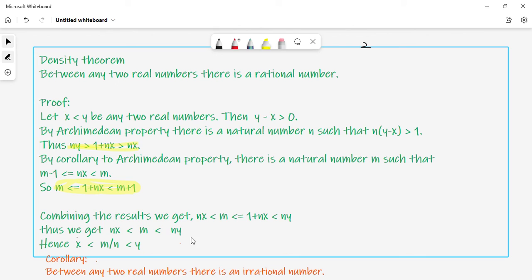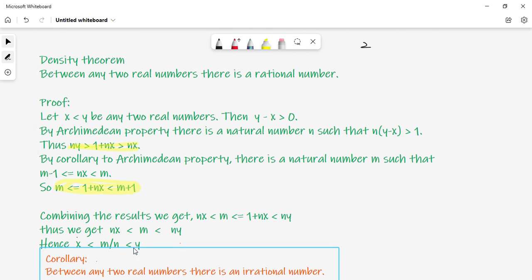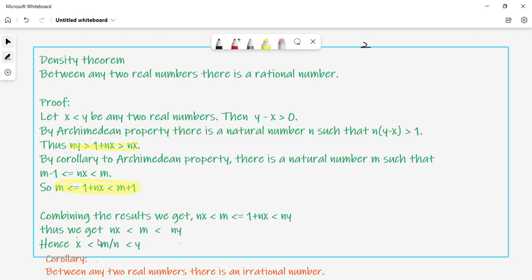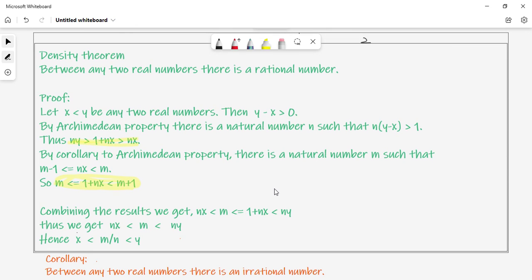And let us divide throughout by n. n is a positive natural number. We know it's positive, so the inequality remains the same. So what we are getting: x < m/n < y. And we know better, m upon n, a natural number upon a natural number, is a rational number. So between any two real numbers, we get a rational number. That's all. So that is the proof of the density theorem.